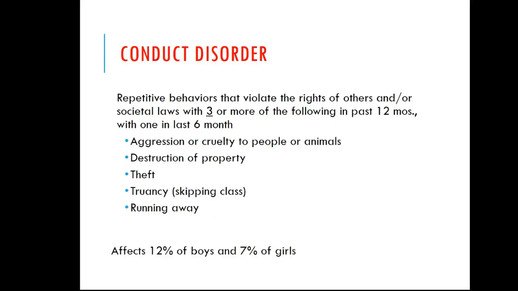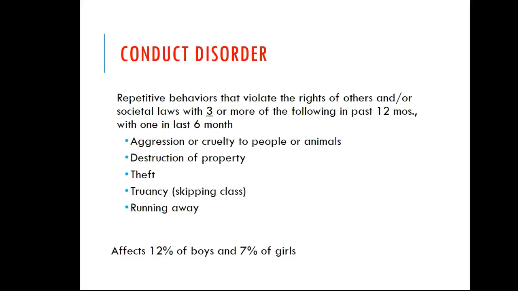Now we're going to go ahead and look at conduct disorder. Conduct disorder is identified with repetitive behaviors that violate the rights of others, whether it be in the family, at the school, or in a social setting, and really violating societal laws, with 3 or more of the following in the past 12 months and 1 within the last 6 months. So there is a very specific criteria of how they diagnose conduct disorders among children and adolescents.